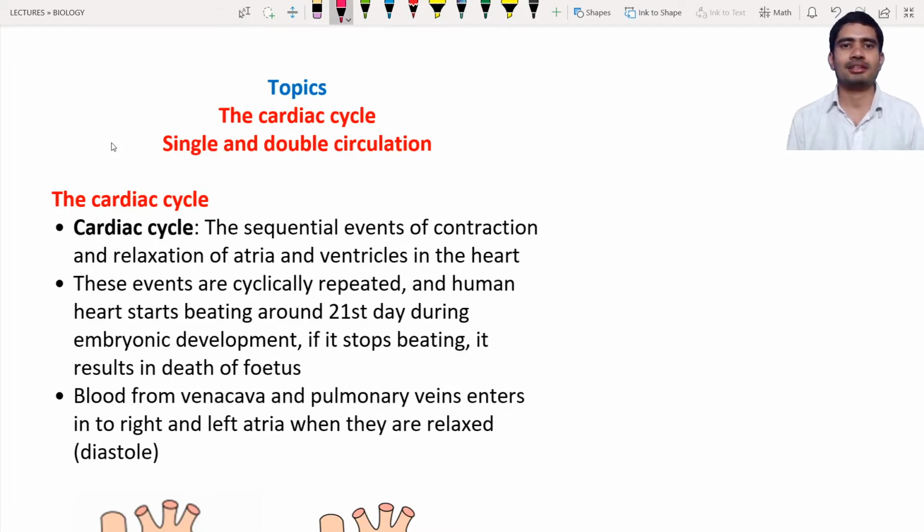Hello students and learners, welcome to the new lecture. In this lecture we are going to discuss the cardiac cycle, single and double circulation. So first we will start with the cardiac cycle.